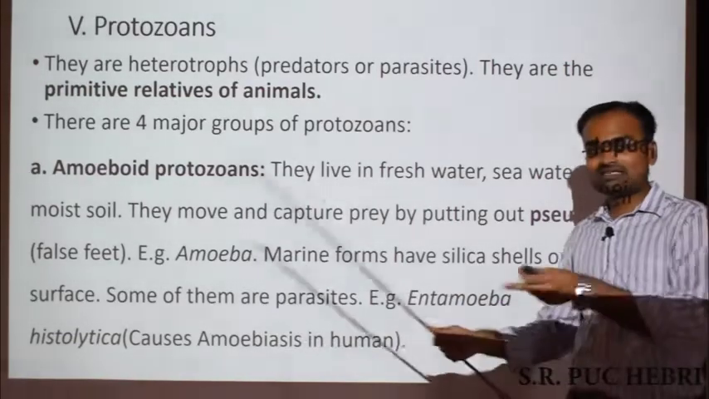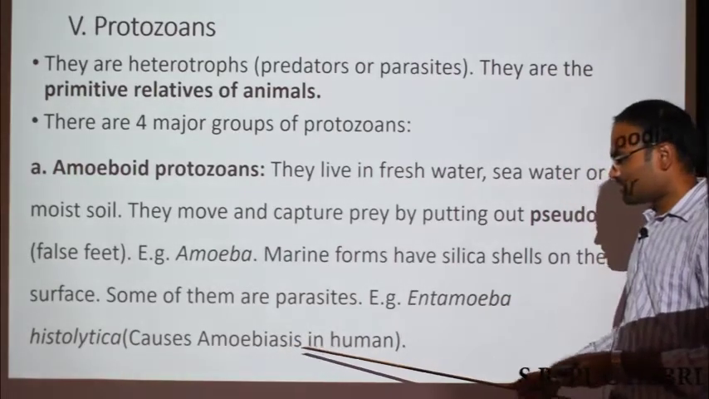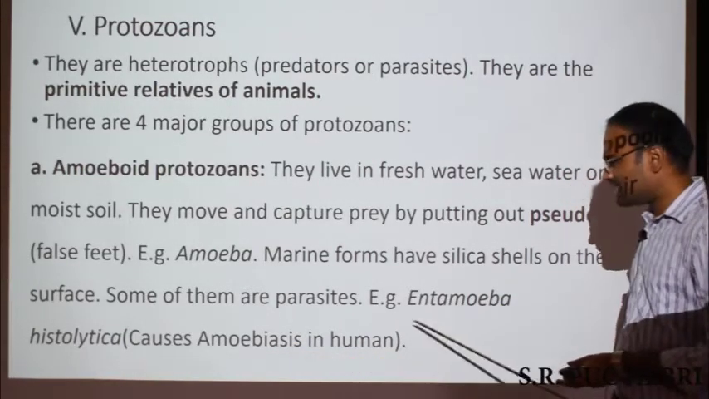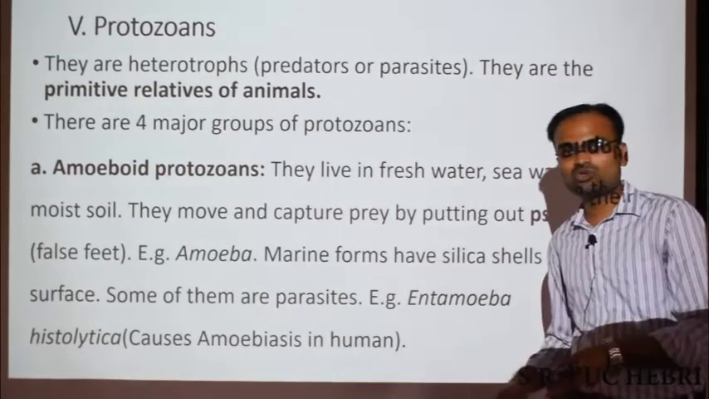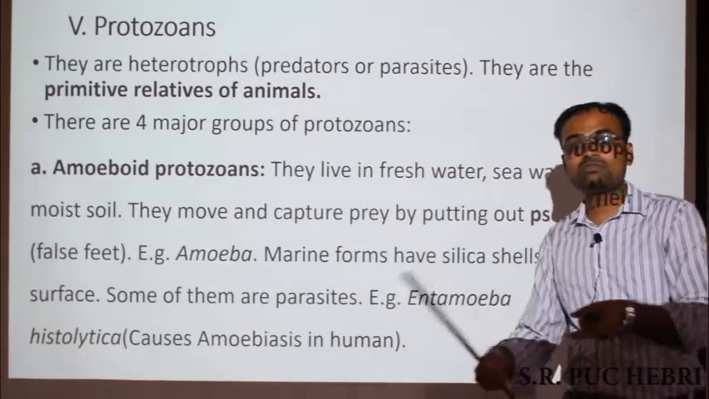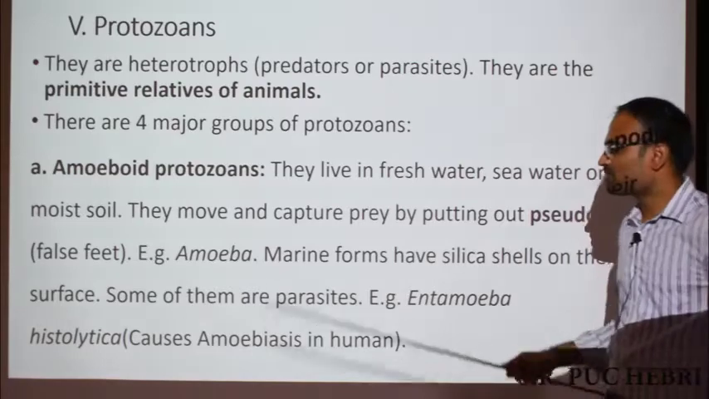Okay, common dysentery is different, this amoebosis is different, because the amoebosis caused by Entamoeba histolytica has very severe effects. Because in the stool we sometimes find blood also. Okay, so immediate medication is required.